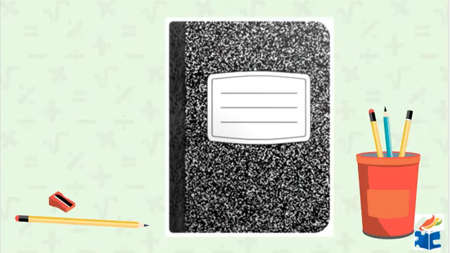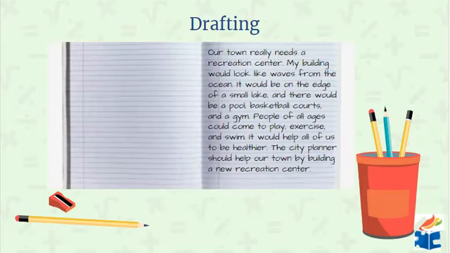When writing with them first, you could start the conversation with, I have an idea. I could build a recreation building that looks like waves. Everyone in our town will be able to use it. What are some ideas that you can give me to help me start writing? Then, model using the writer's composition notebook to draft. You can show the students your draft and read it aloud.